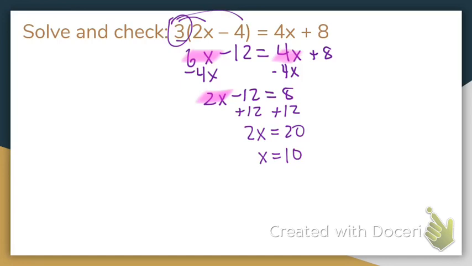To get rid of that negative 12 now, at this point it's just a two-step equation. So I get rid of that negative 12 by adding 12. And then on my right side, I get 8 plus 12 is 20.